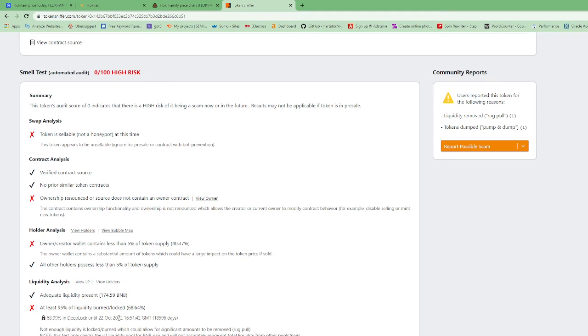Somebody's walking around with 30.48%, and here he is, the creator owner wallet has 30.48%. So if this token blows up and it starts doing well, this owner can take out 30% of the liquidity and possibly make the token crash.